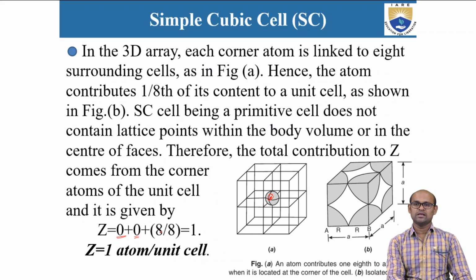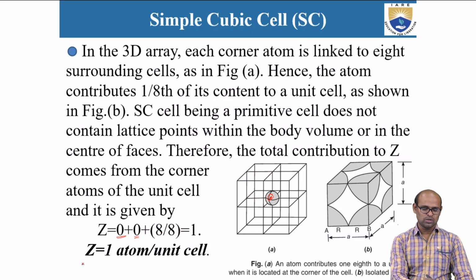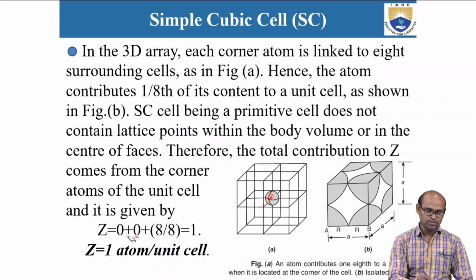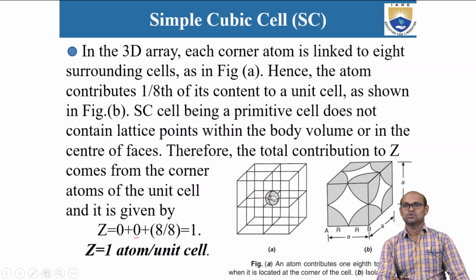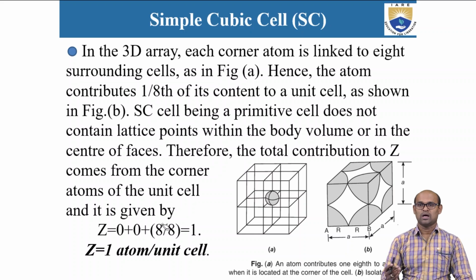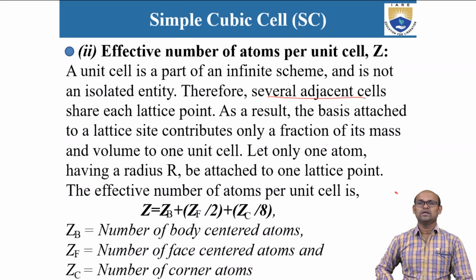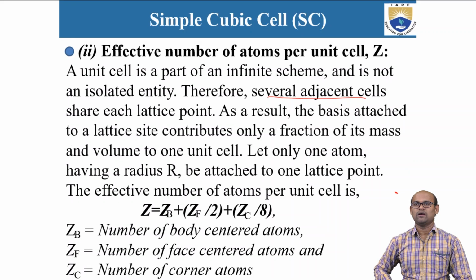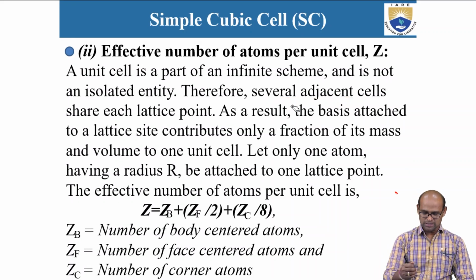So there are 8 atoms at the 8 corners, so 8 by 8, which gives 1. So the effective number of atoms per unit cell in a simple cubic unit cell is 1. That is why we call this simple cubic unit cell a primitive unit cell. So we have looked at the volume of the simple cubic unit cell, which is a cubed, and the effective number of atoms per unit cell, which is 1.